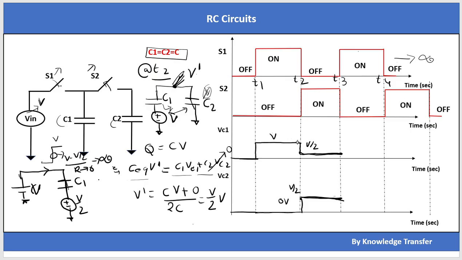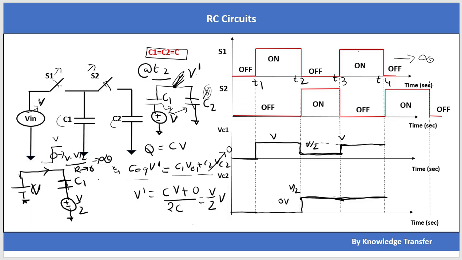Okay, if I redraw this one again here, C1 is charged to V volt. After T3 plus, only S1 is on and S2 is off, so nothing is happening. The C1 will stay at V volt only, and C2 will stay at V by 2 only, because there is no discharge path for C2 also, so it will stay at V by 2 only.